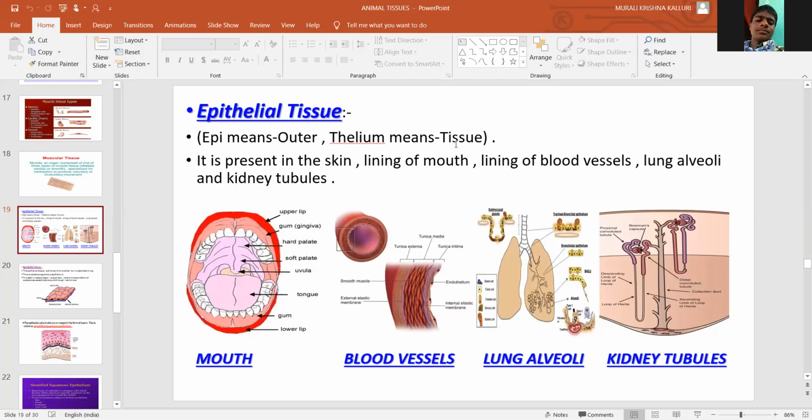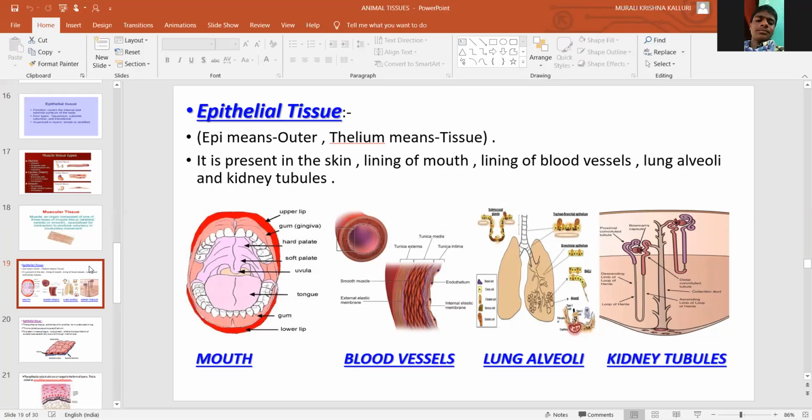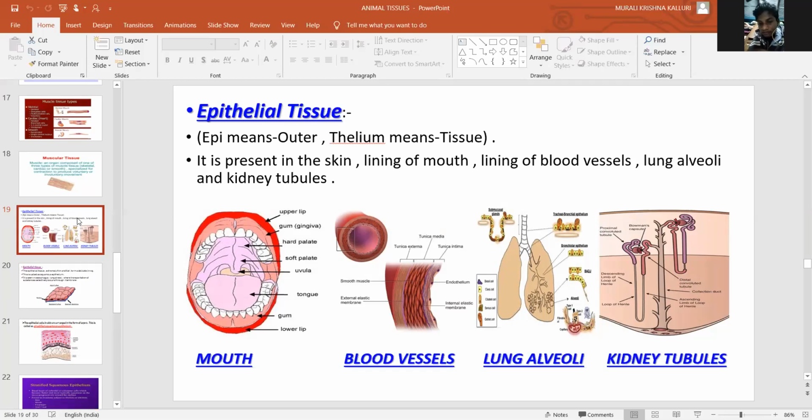What is the structural and functional unit of kidney? Anyone? The structural and functional unit of kidney is the nephron. This is the nephron. The kidney tubules are also covered with epithelial tissue. Next.